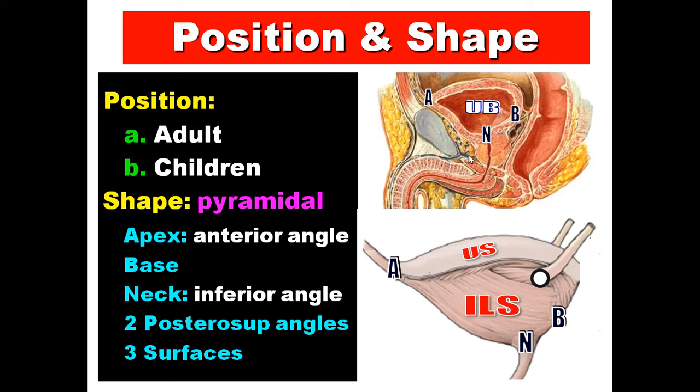So the urinary bladder is pyramidal in shape. It has an apex, the anterior angle. It has a base. It has a neck, the inferior angle. It has two posterosuperior angles for the entrance of the ureter, and it has three surfaces: the upper surface and two inferior lateral surfaces.